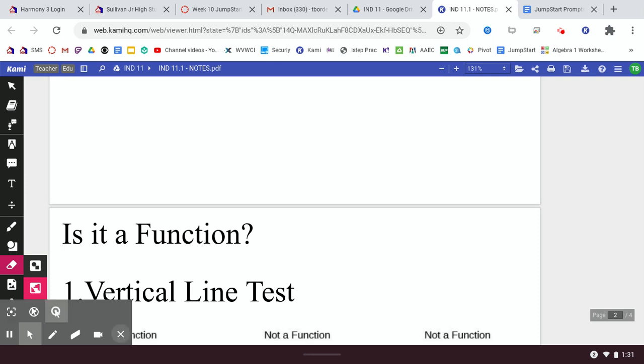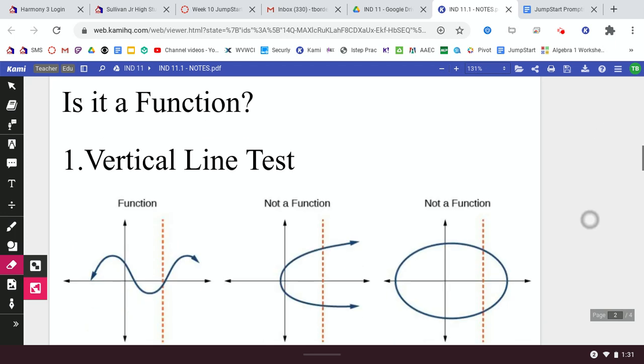The first is the vertical line test. So you'll want to put that in your notes first. This is how to determine if a relation is a function. The first way is a vertical line test. A vertical line test only works if you have a graph you can actually see.